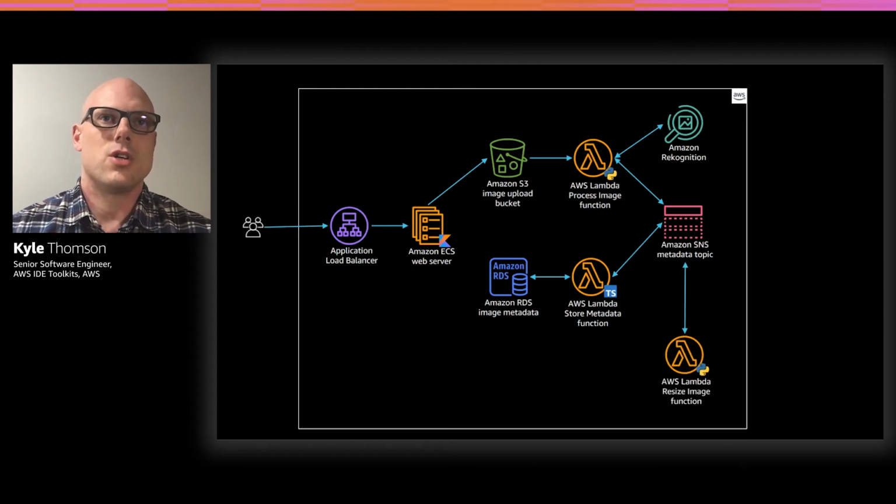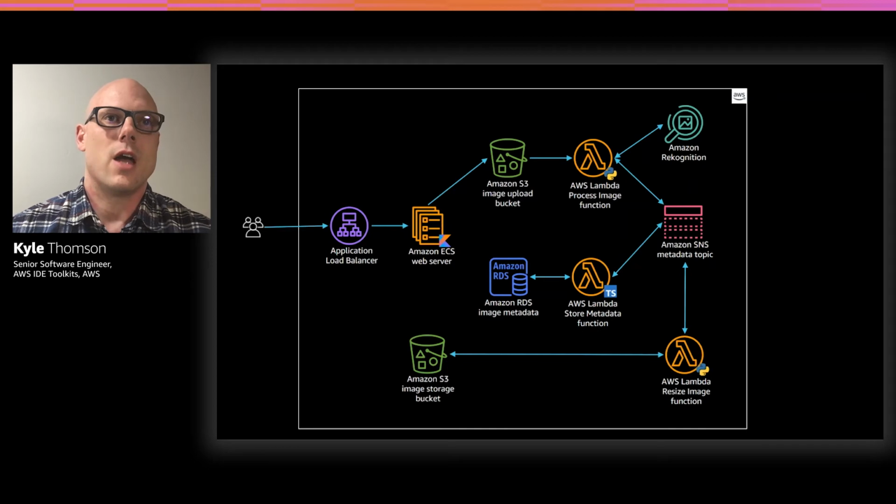The other destination is going to be an image resize function. This is a Python function that is going to resize the raw image into a thumbnail size and store it into a storage bucket. It's also going to delete the uploaded image from the image bucket so that we know it's been processed. So this is our upload flow, our write flow.